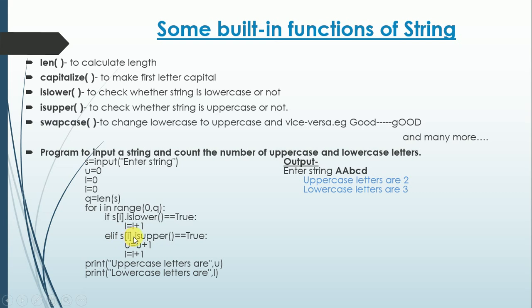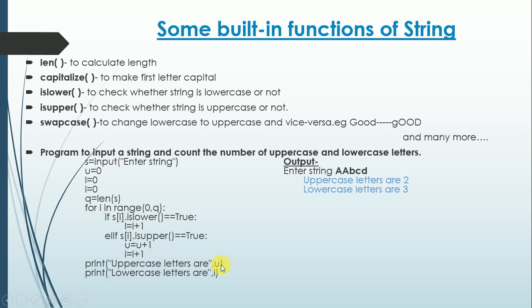And if S[I].isupper() equals True, U will become U plus 1. Here it is L, not I. This is L: L equals L plus 1. That is, L is initially 0, the lowercase count is initially set to 0, and it will become 1. So now, at last, it will print uppercase letters are U and lowercase letters are L.